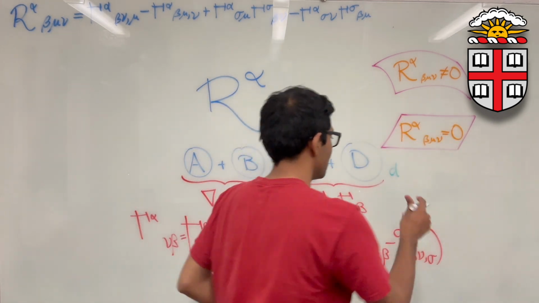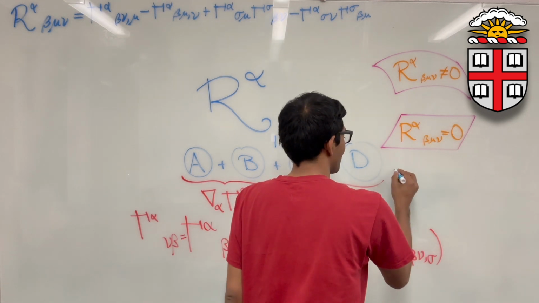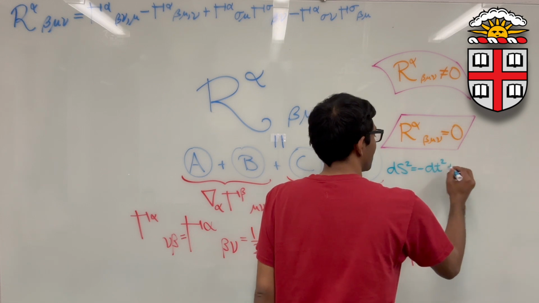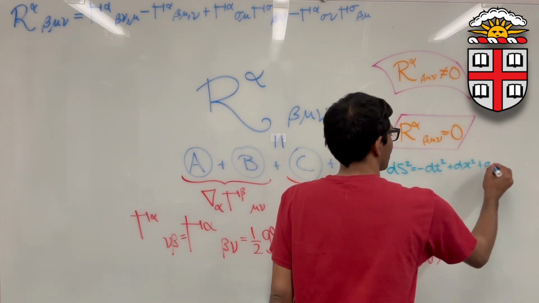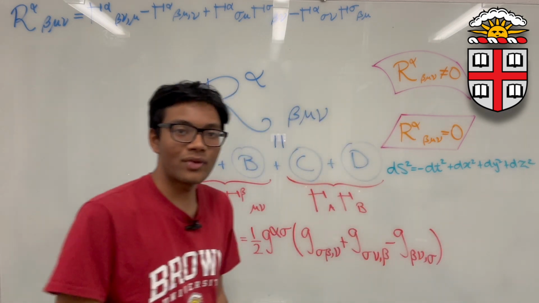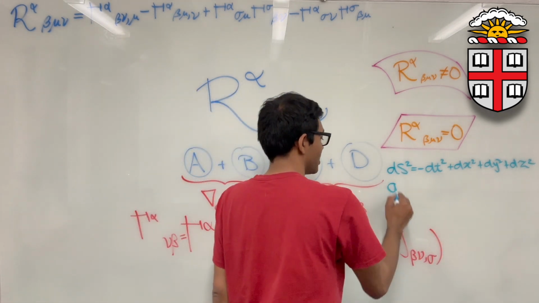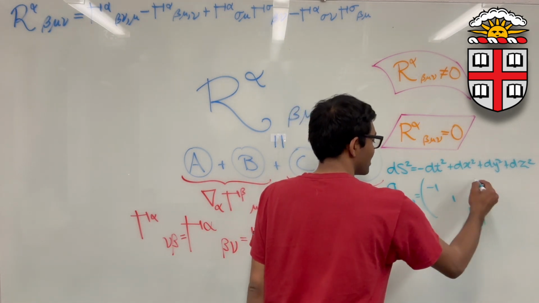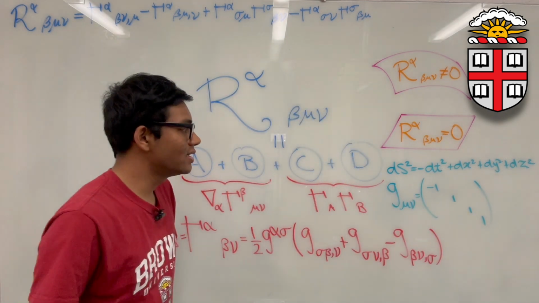So in Minkowski space, we know that the metric is ds squared equals minus dt squared plus dx squared plus dy squared plus dz squared. Now, if I write that as a matrix, then I have g_μν is diag(-1, 1, 1, 1). This is just the Minkowski metric, η_μν.